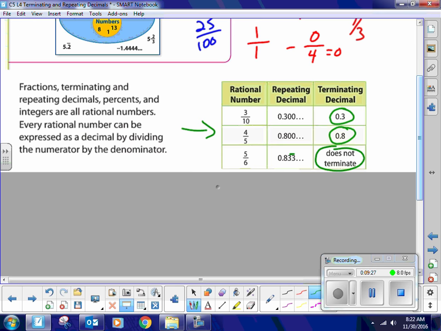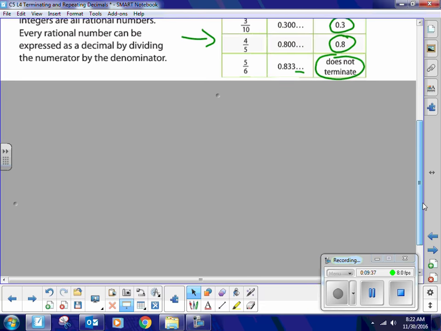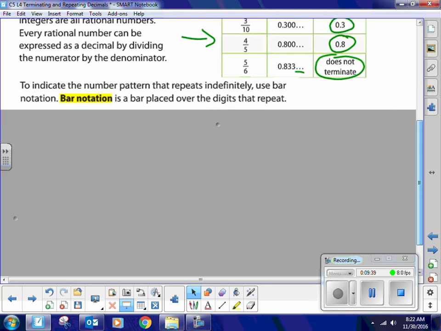This is called the bar notation. Also, the way they have it written here with the 3 dots after it is very acceptable. That means it's repeating the same number over and over. To indicate the number pattern that repeats indefinitely, use the bar notation. Bar notation is a bar placed over the digits that repeat. I showed you up here by just putting a bar over this.